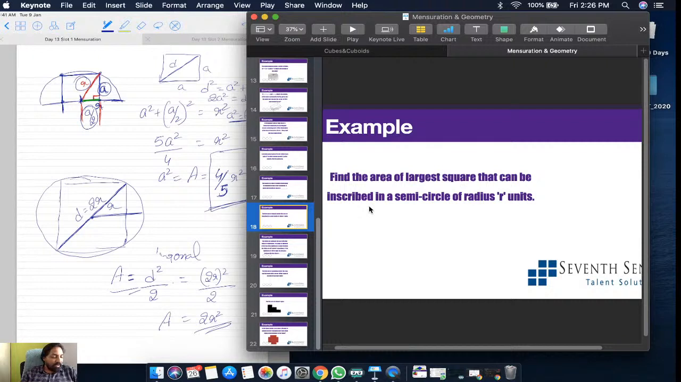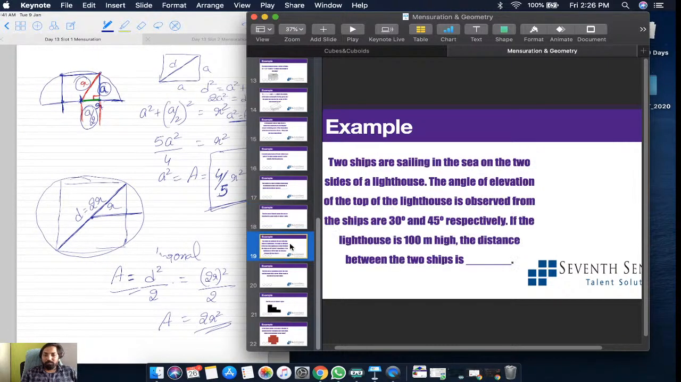Area of a square that can be inscribed in a circle. The largest area of a square that can be inscribed in a circle is 2r squared. That's it, people.